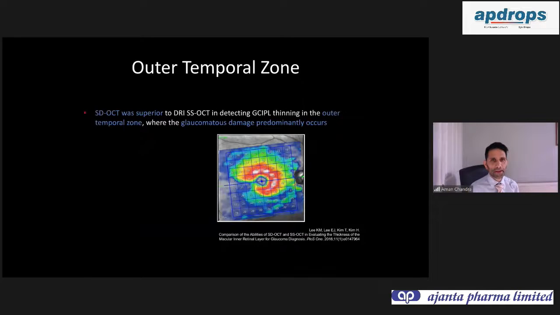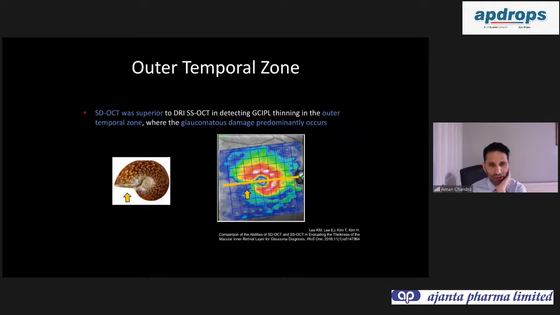And therefore, using OCT, you can look at the temporal thinning where glaucoma predominantly occurs. I'll show you here. That is where glaucoma occurs, or where glaucoma initially occurs.